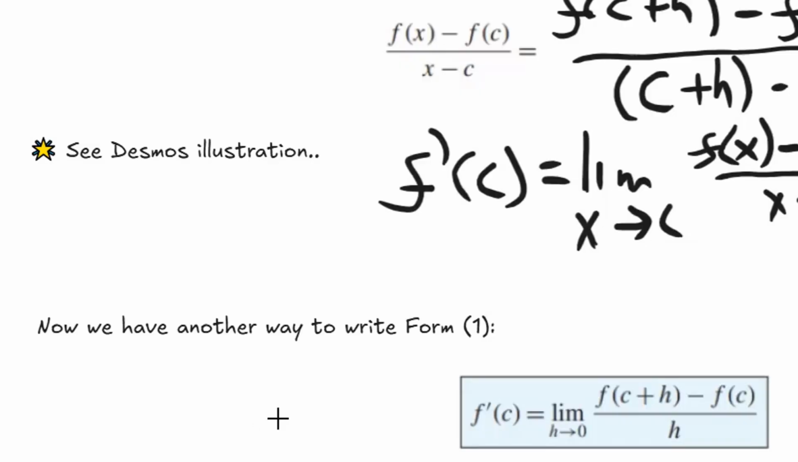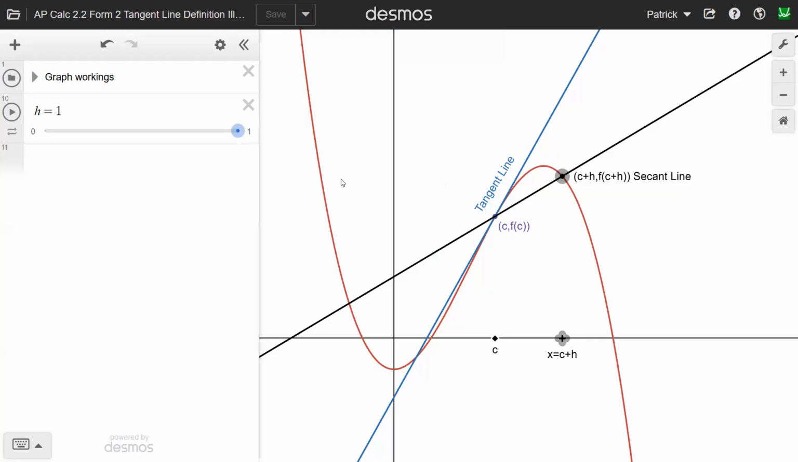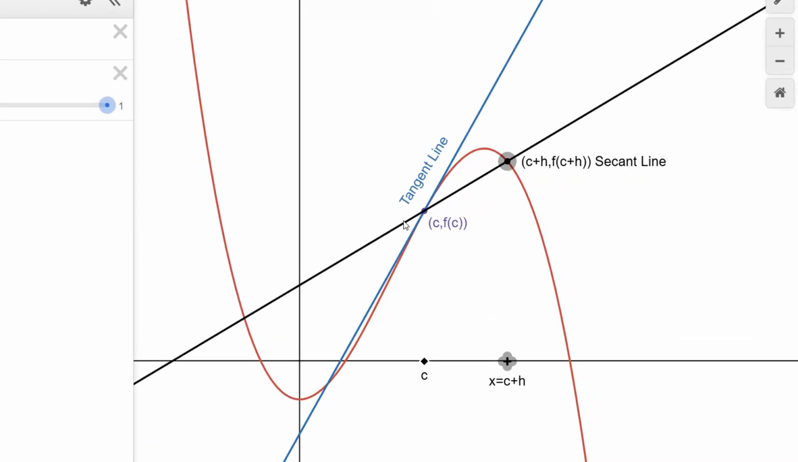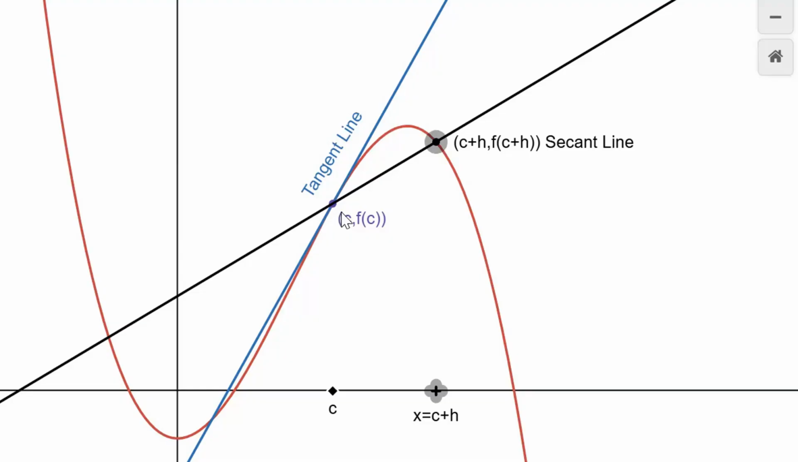Before we move on, I just want to show you a little bit in Desmos of how this looks graphically. Here we have the graph in red and we have the secant line in black. It connects the point c comma f of c to another point h units away. So notice the point where we're trying to look at the tangent line is at c. The other second point is at c plus h. So the distance between these 2 points, if you subtract them, is just going to be h. So that corresponds to the change in x. The change in y is going to be the difference between f of c plus h and f of c. That's the numerator from that form 2.